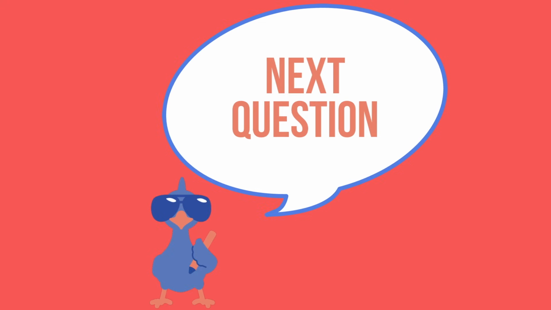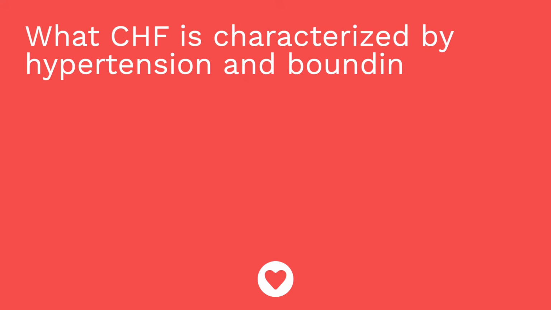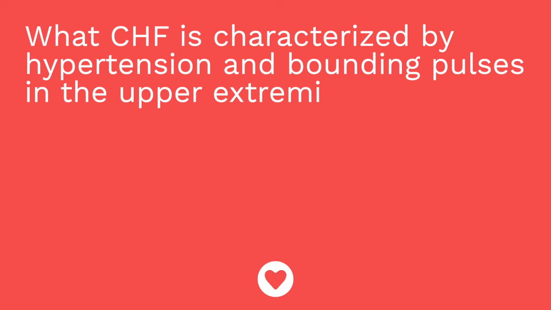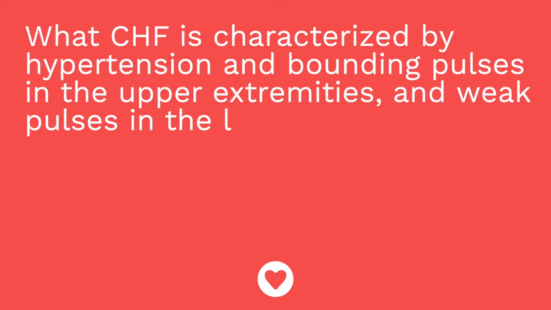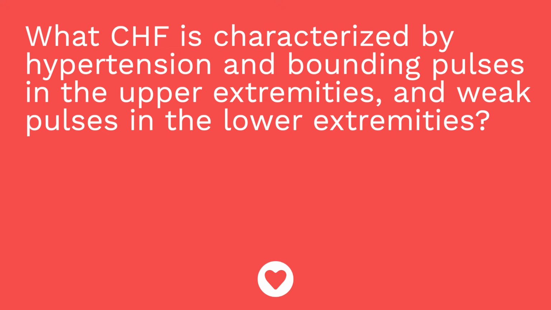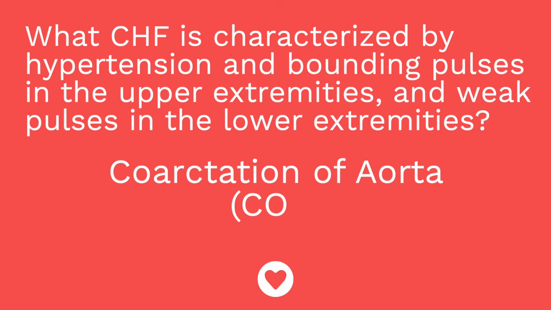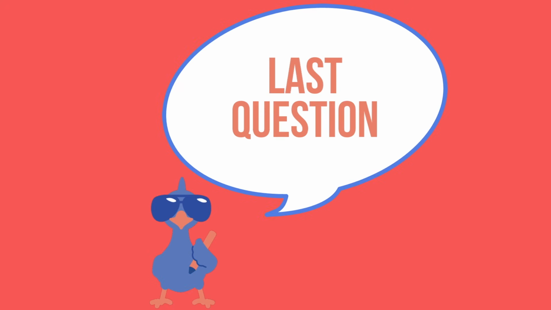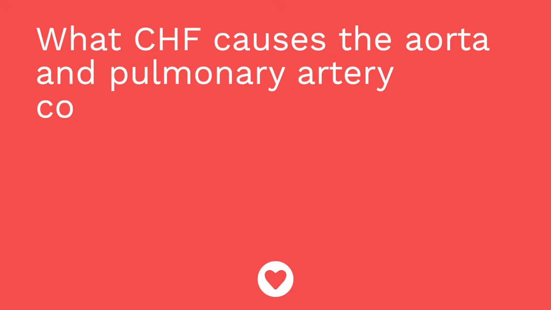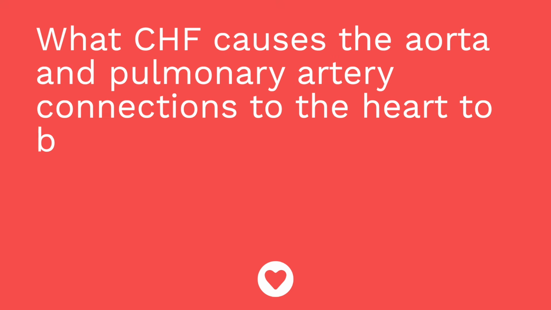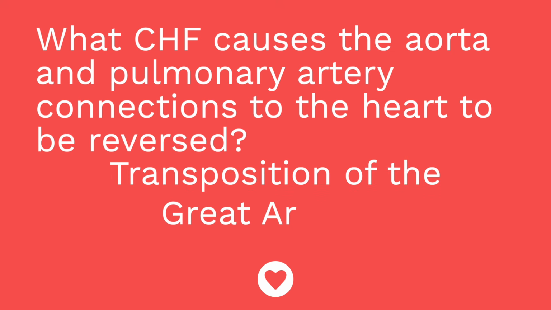Question number 2. What congenital heart defect is characterized by hypertension and bounding pulses in the upper extremities and weak pulses in the lower extremities? The answer is coarctation of the aorta. Question number 3. What congenital heart defect causes the aorta and pulmonary artery connections to the heart to be reversed? The answer is transposition of the great arteries.